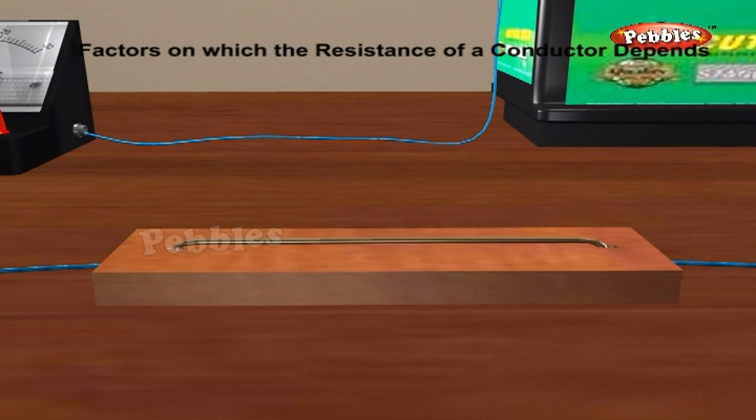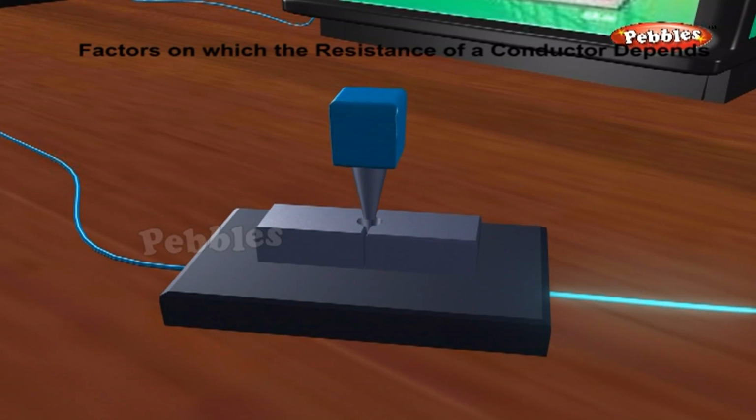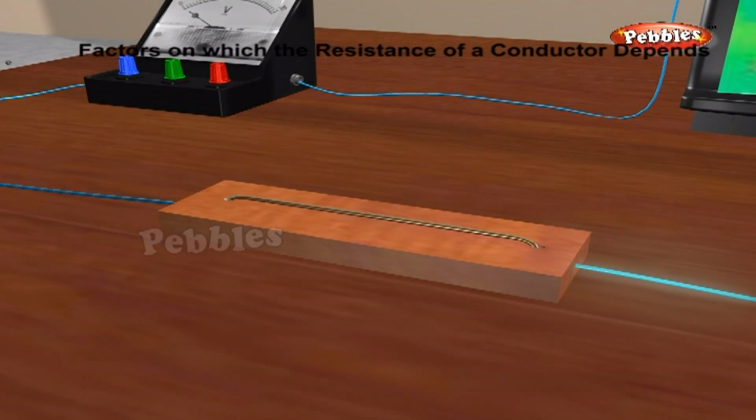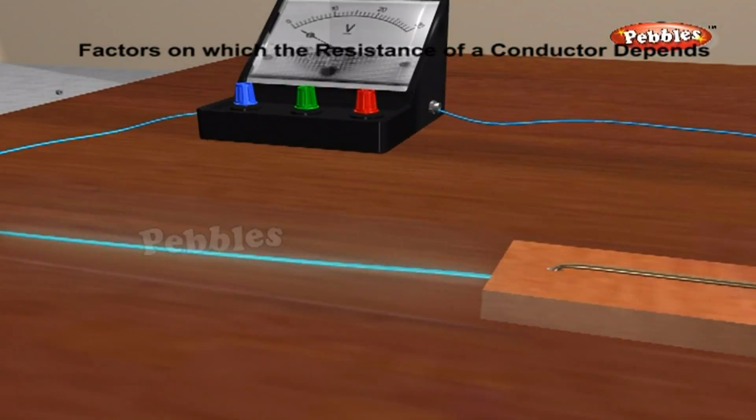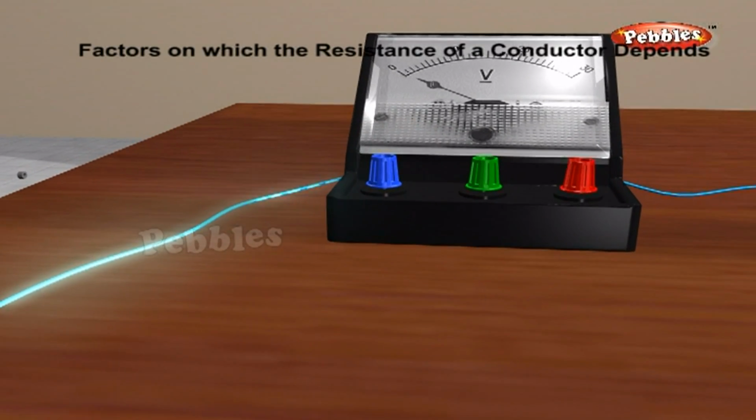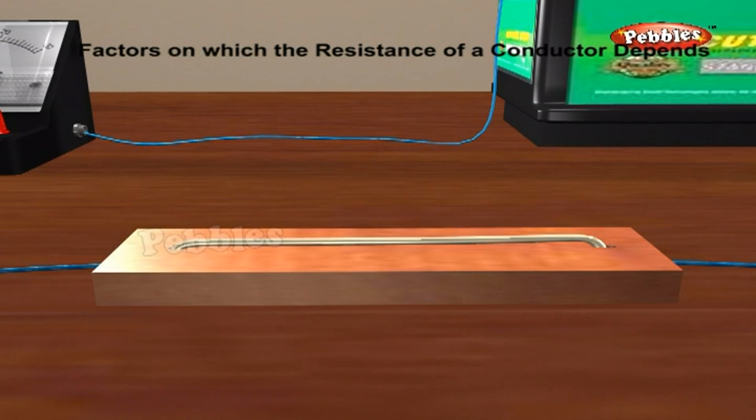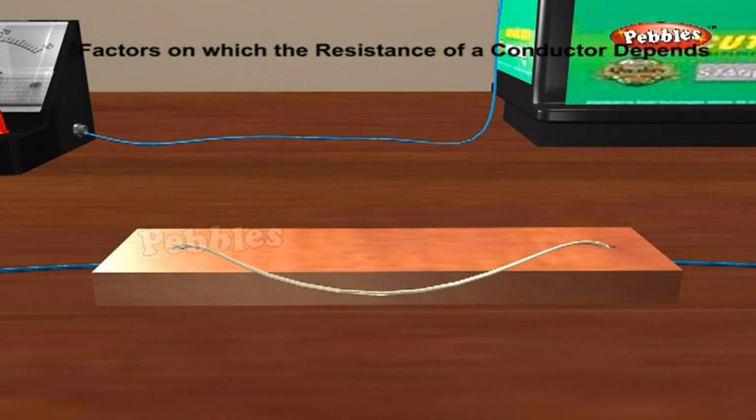Instead of taking a nichrome wire, connect a copper wire in the circuit. Let the wire be of the same length and same area of cross-section as that of the first nichrome wire. Note that value of the current. Notice the difference in the current in all cases.